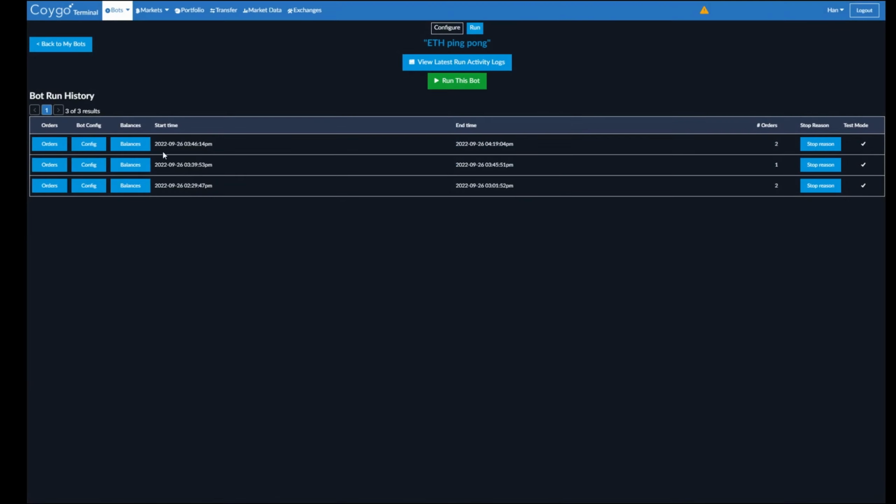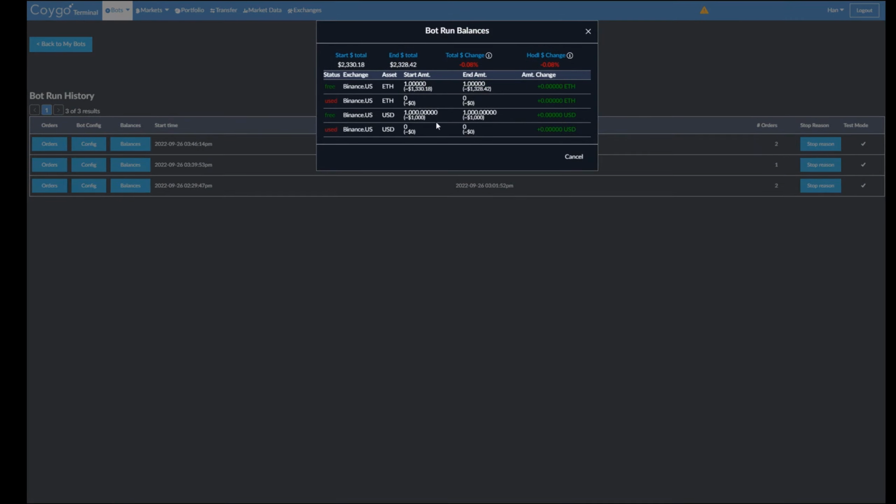We can also see the balances of the spot run. So here we see the total dollar change. The US dollars, it went down 0.8%. But if we had just held Ethereum and USD, it would have also gone down 0.8%. So you can use this to compare to see if your trading bot performed better or worse than if you had just held the assets instead.